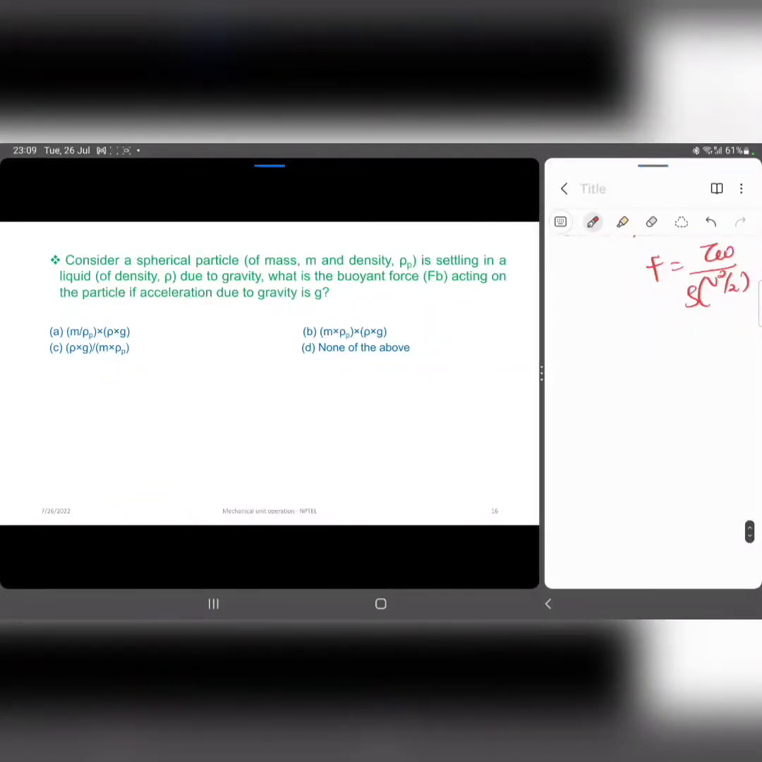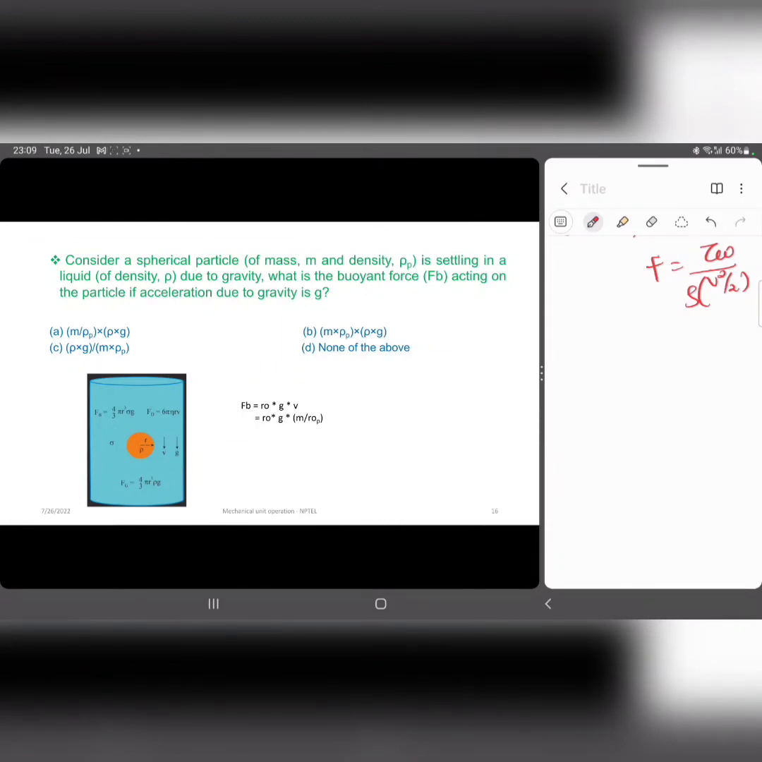Now consider a spherical particle settling in a liquid due to gravity. What is the buoyant force acting on the particle if acceleration due to gravity is g? For the buoyant force, the equation is very easy. Here again I use the same figure. For the buoyant force, the equation is volume into density into g, so it's like density into g into volume.